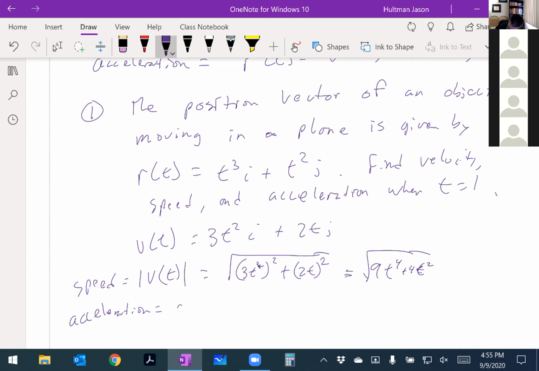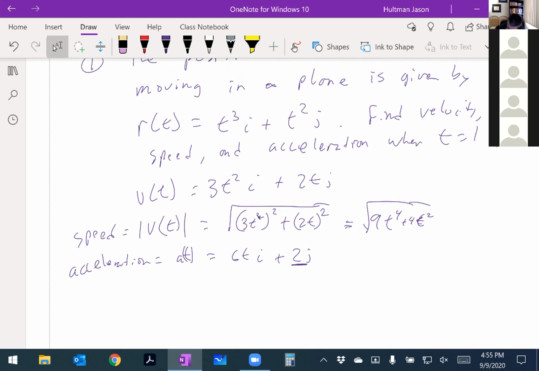Acceleration is going to be a of t, which is going to be the second derivative. So that's 6t i plus 2 j. Notice that the y component doesn't have anything to do with the time component. That's kind of interesting. So it means that it's a constant acceleration in the y direction. Interesting.